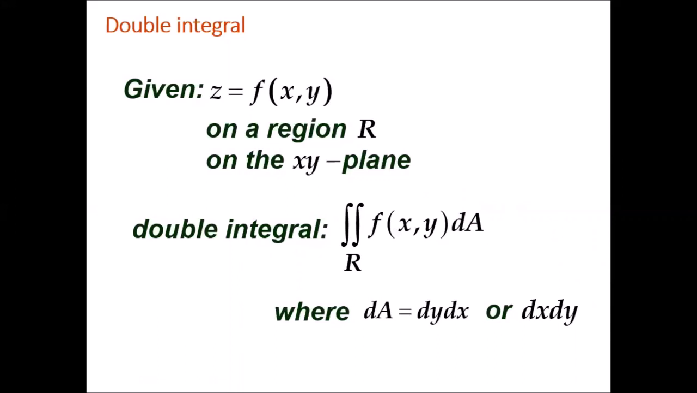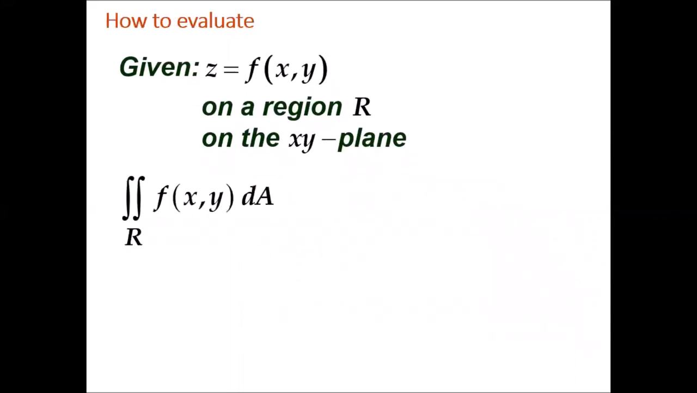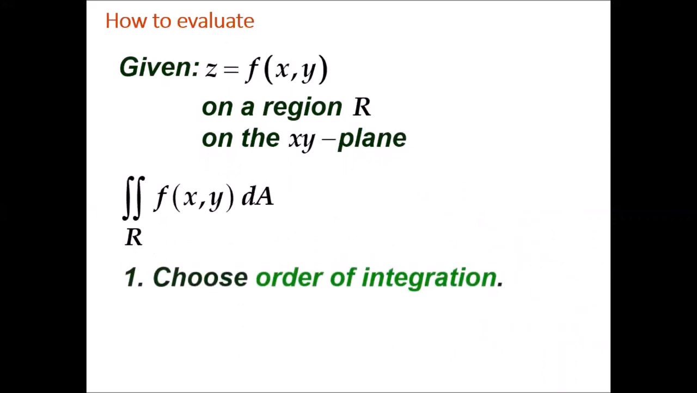Now let's talk about how to evaluate double integrals. First, we choose the order of integration. That is, we set dA to be dx dy or dy dx. On the later part of this lesson, we will find out that the order of integration would matter depending on the orientation of the strip, that is either vertical or horizontal strips, in approximating the area of the region R.